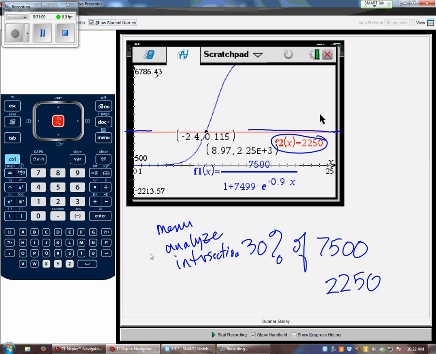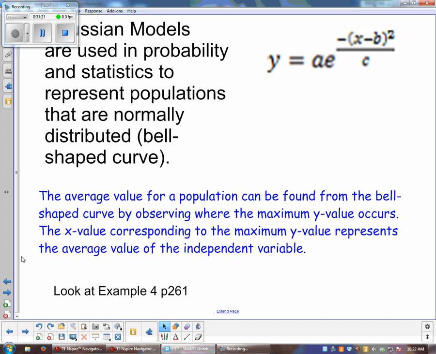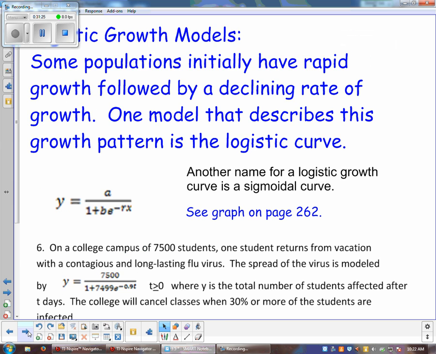The ordered pair was this one, 8.97, comma, 2,250. So after about 9 days, the college would have to cancel classes, right? Okay, now that hopefully we're back on track, that was the speed version of that. Let's see. So we looked at that one.